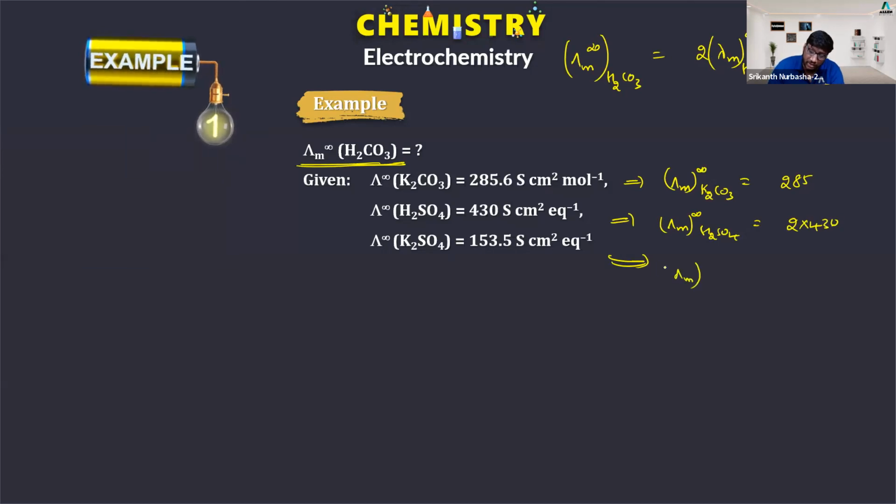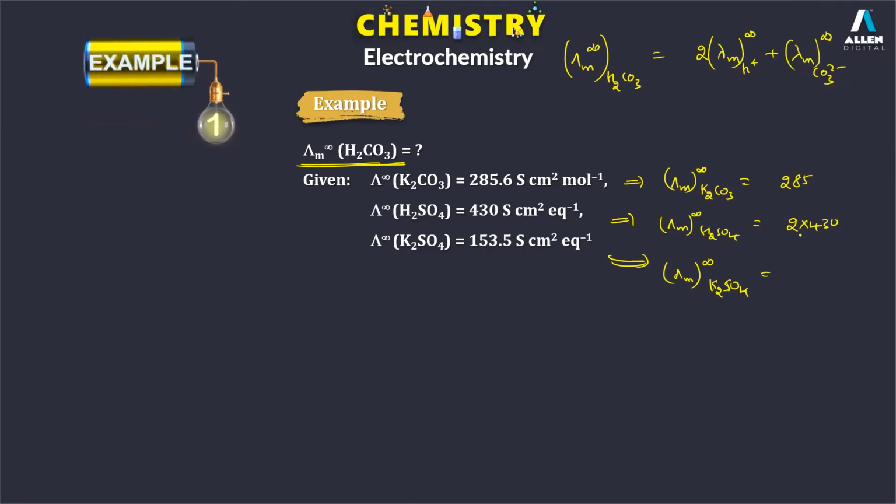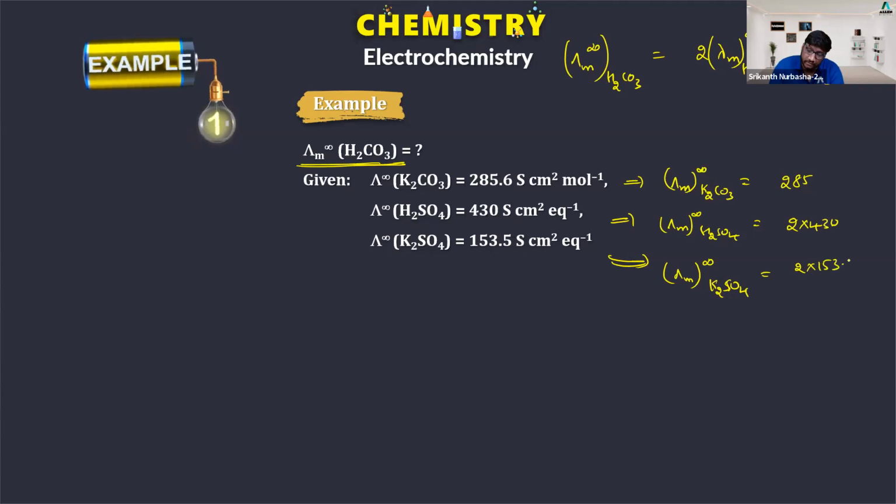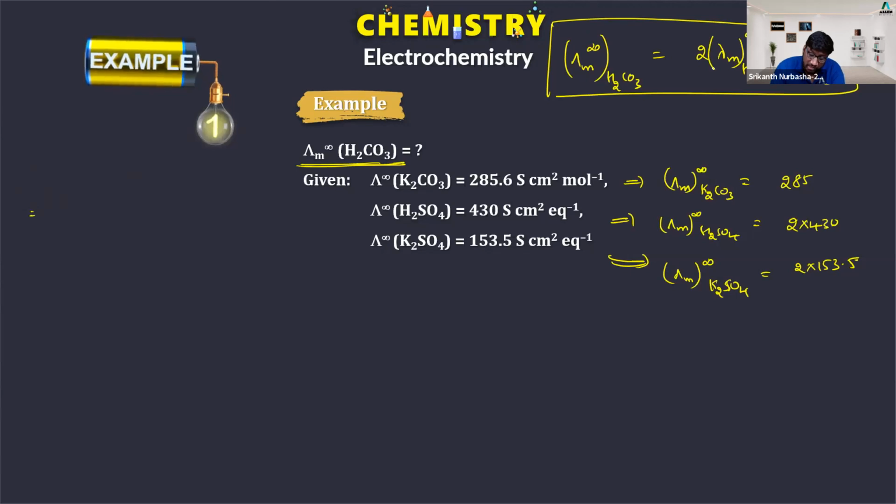The molar conductance at infinite dilution for K2SO4: what is the n factor for K2SO4? Again 2. So 2 into 153.5. Now we have to find out the H plus ions. From where will you get the H plus ions? H2SO4. H2SO4 gives 2 H plus ions and 1 sulfate ion. So I can write this expression: the molar conductance of 2 H plus ions I will write as the molar conductance at infinite dilution of H2SO4 minus the molar conductance at infinite dilution of sulfate. Can I write like this or not?